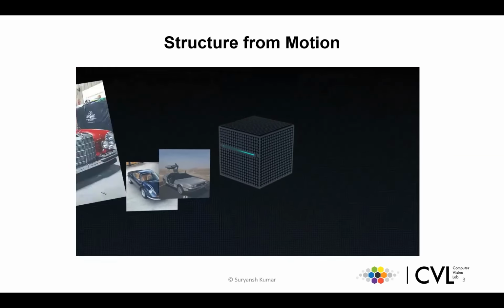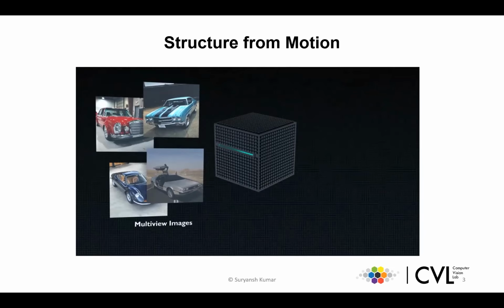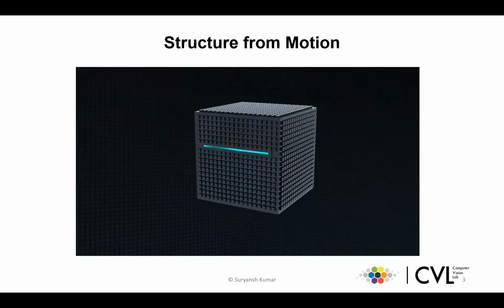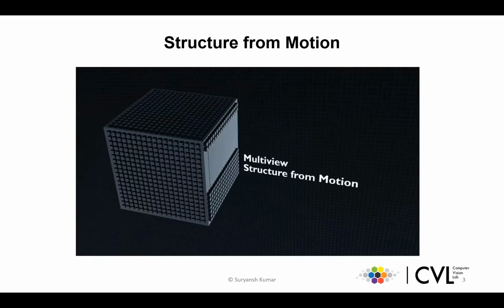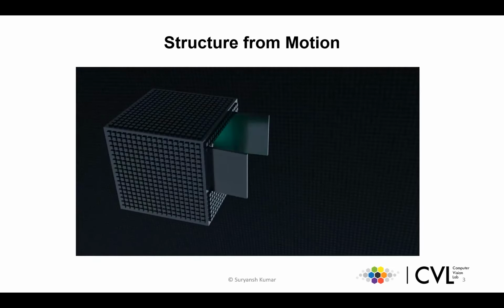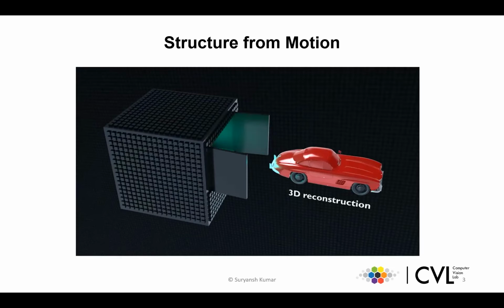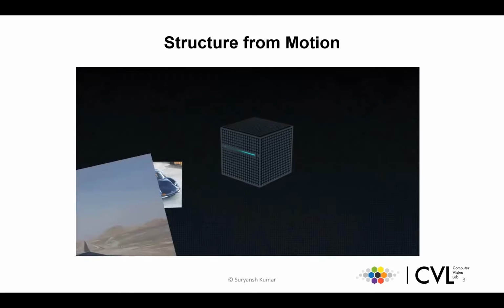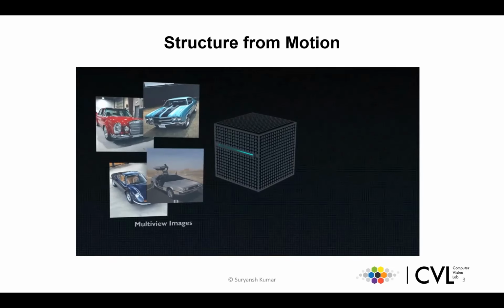Let's understand structure for motion. Those who are not familiar, you can think in terms of a black box. You are given multiple images, you throw them into a neural network, if you can think in that term, and what comes out is a structure. Okay. So that's an intuitive viewpoint to understand this field.